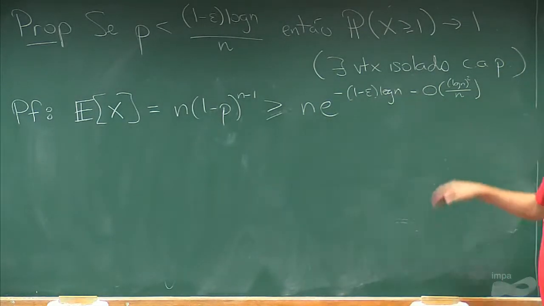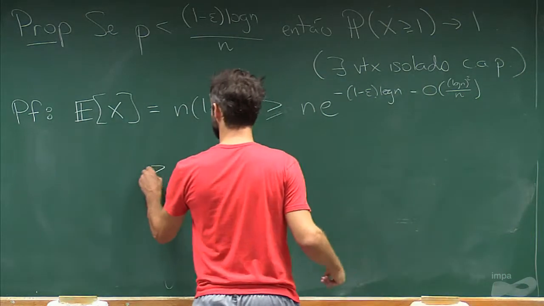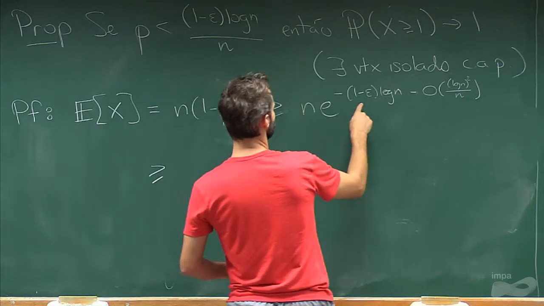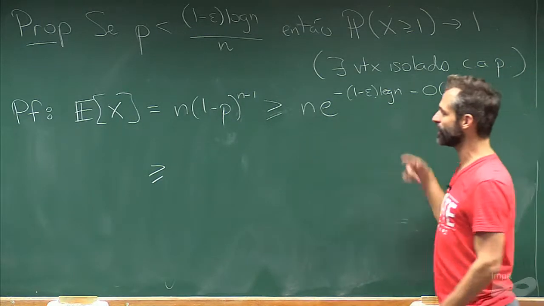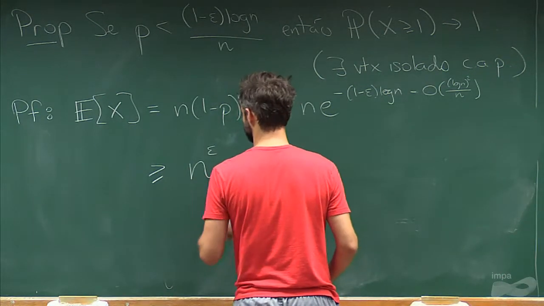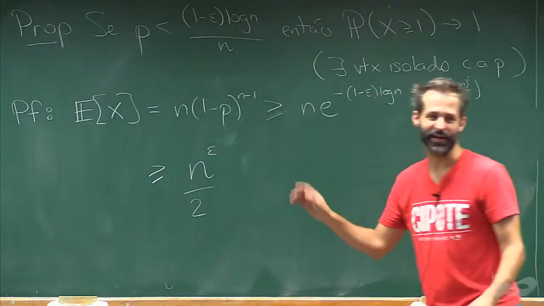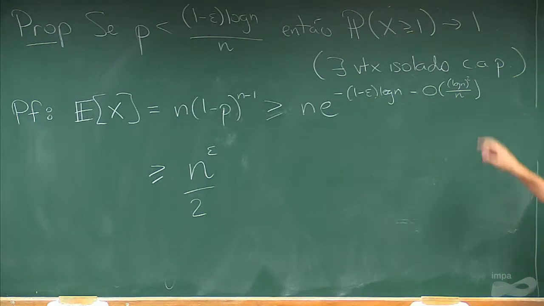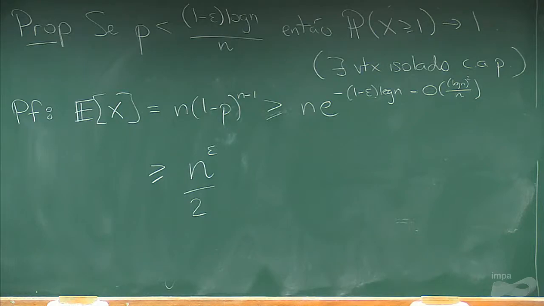So, trivial analysis tells you that what this is at least, let's ignore this one, is n to the minus 1 minus epsilon. So this is n to the epsilon, over 2 if you like. This is much smaller than 1. So the expected number of isolated vertices is big. It's like n to the epsilon. Does that imply that it's at least 1 with high probability? No. What you have to use? Chebyshev, right?